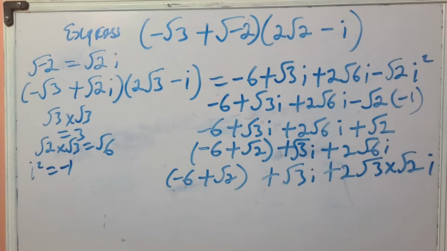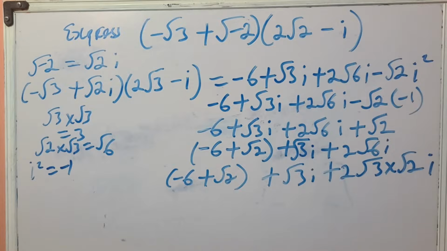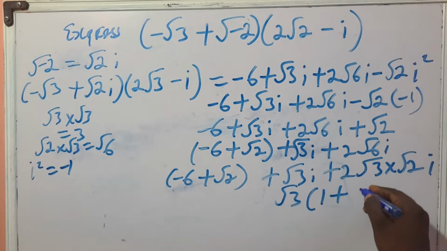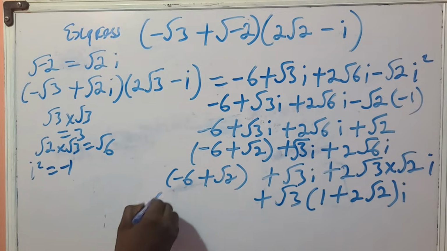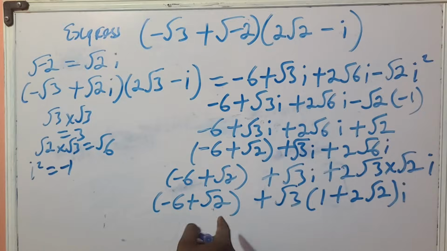But can you see something happening here? We have the square root of 3 as a common thing in both of them. So we can bring that out as square root of 3. And then we'll be left with 1 plus 2 square root of 2. And then we can bring out the i on this side. So what we have as our final answer will obviously be -6 plus square root of 2, plus square root of 3 times (1 plus 2 square root of 2) i. So this is how you should present it finally.